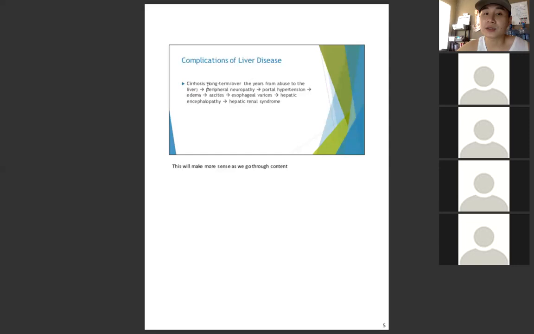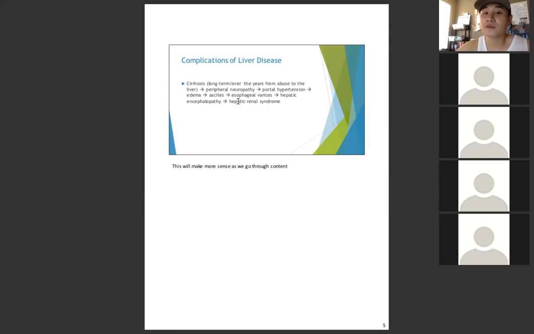And when the patient is in the cirrhosis state without appropriate treatment, they can have peripheral neuropathy, which basically means they don't have the nerve endings in order to feel sensation in the periphery. And also they can have portal hypertension. Portal hypertension basically means that there is a lot of pressure built up in the portal vein that we just talked about. And when there's a lot of pressure, the blood will not be able to flow very effectively. And no blood flow means no perfusion. Edema, ascites. Ascites basically means that there's a lot of swelling and liquid inside the belly area. And edema is swelling.